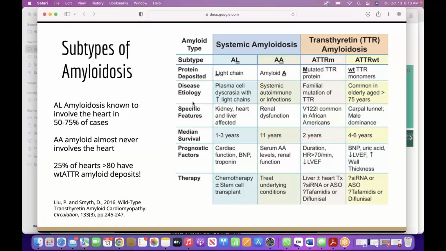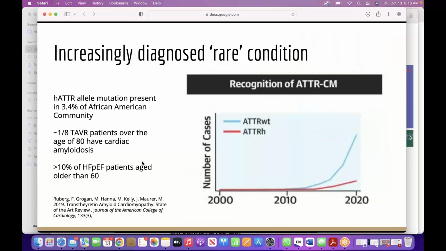I think just overall important to recognize that 25% of hearts over the age of 80 have wild type ATTR amyloid deposits, and that was known since there were autopsy studies in the 1980s. I thought that this was interesting. This was from a JACC state-of-the-art review about the incidence of amyloidosis, or the diagnosis of it.